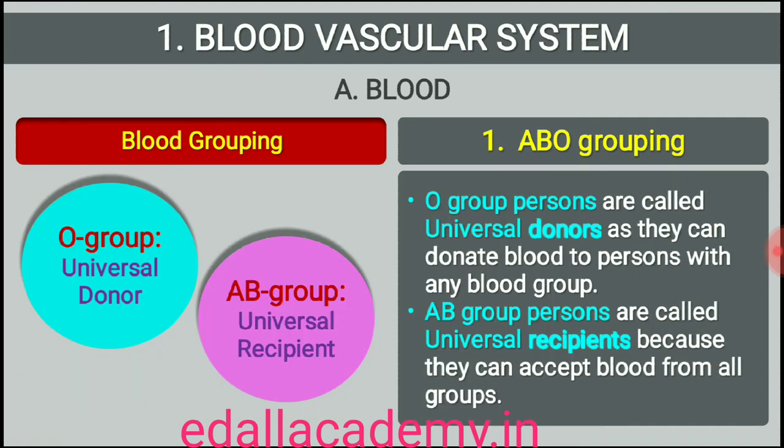Group O blood can be donated to persons with any other blood group, and hence O group individuals are called universal donors. Persons with AB group can accept blood from persons with AB as well as the other groups of blood. Therefore, such persons are called universal recipients.